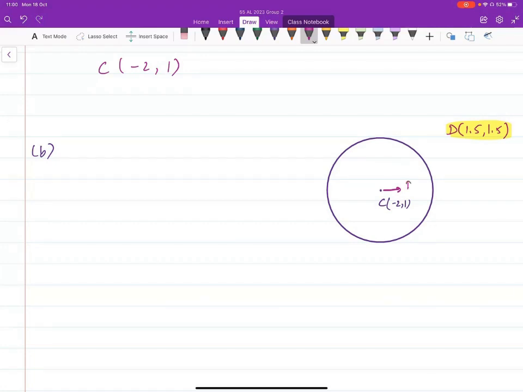And why is that? Because you see, the x coordinate of the center is -2. The x coordinate of this point is 1.5. This means 1.5 is bigger, so that's why it has to be on the right. That's the first thing. Okay, it has to be on the right side.